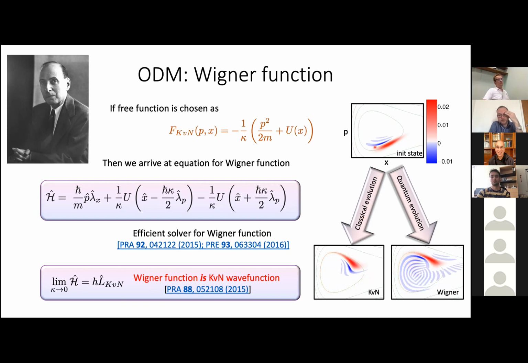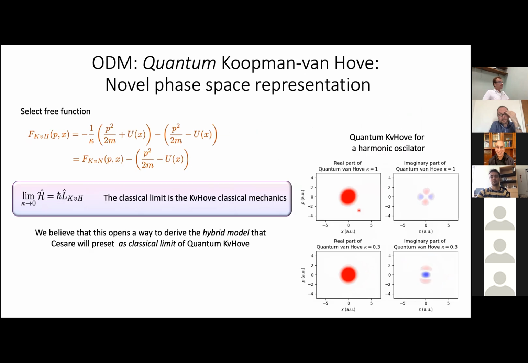Here is an example of the evolution of the initial state in phase space, as given by Koopman-von Neumann and by Wigner. You can see that the evolutions are different, even though the initial states are the same. Now we can do more.